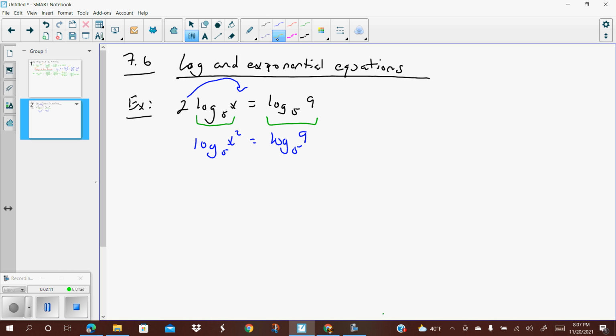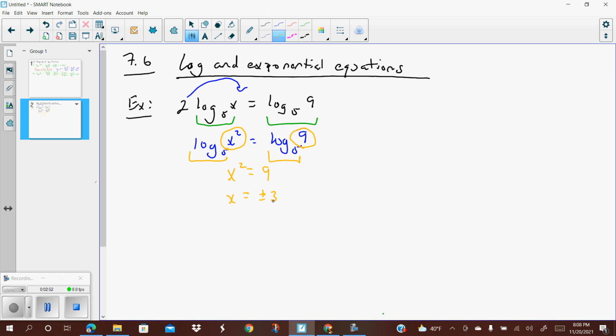So what that means is I can basically say, okay, x squared then has to equal 9. Since I have the log base 5 here and the log base 5 here, it means that the arguments must be the same because it's an equivalent statement. So then we just go ahead and solve x squared equals 9. Take the square root of both sides, and you end up with positive and negative 3. Because we took the square root of both sides of an equation to solve, you must include the positive or negative. Because this is a log equation, you must check your answers.